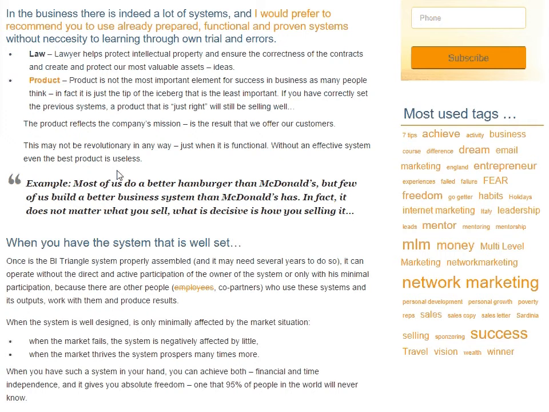When the system is well designed, it's only minimally affected by the market situation. When the market fails, the system is affected negatively by little. When the market thrives, the system prospers many times more. When you have such a system in your hand, you can achieve both financial and time independence, and it gives you absolute freedom, one that 95% of people in the world will never know.